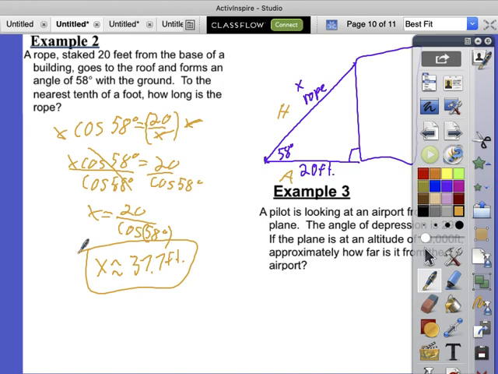On 3 through 5, you literally just have to type in sine of 52 to your calculator.